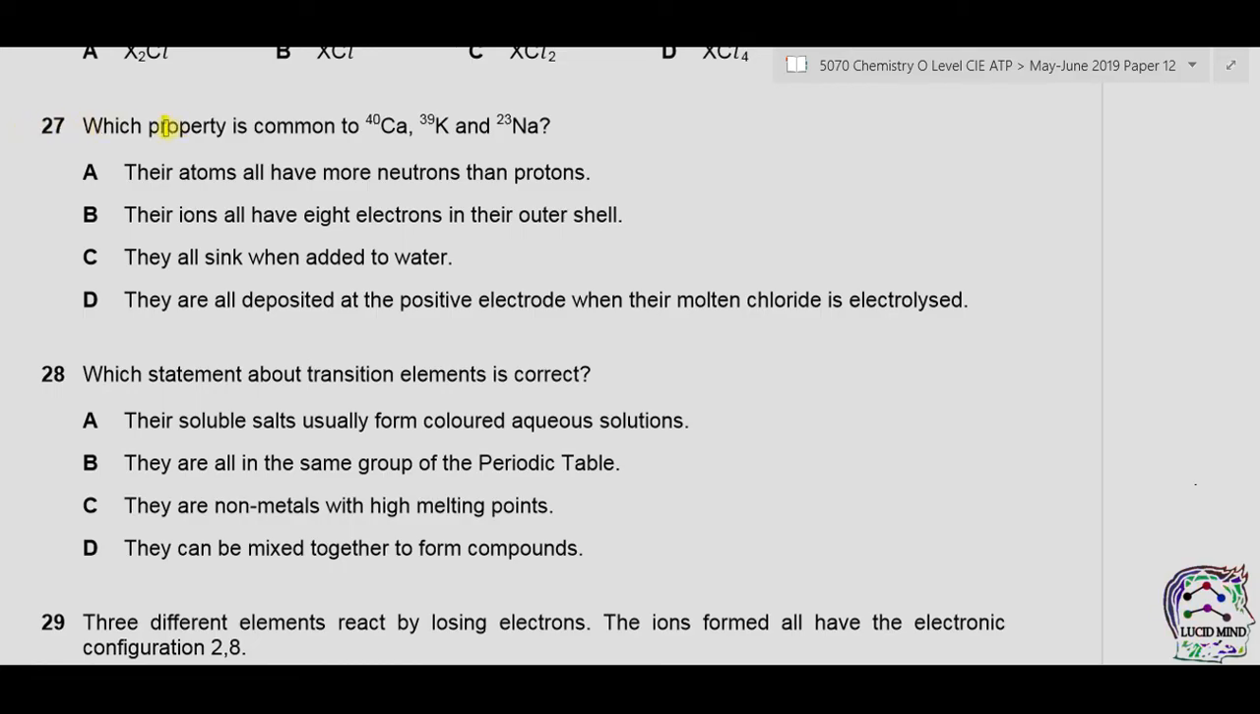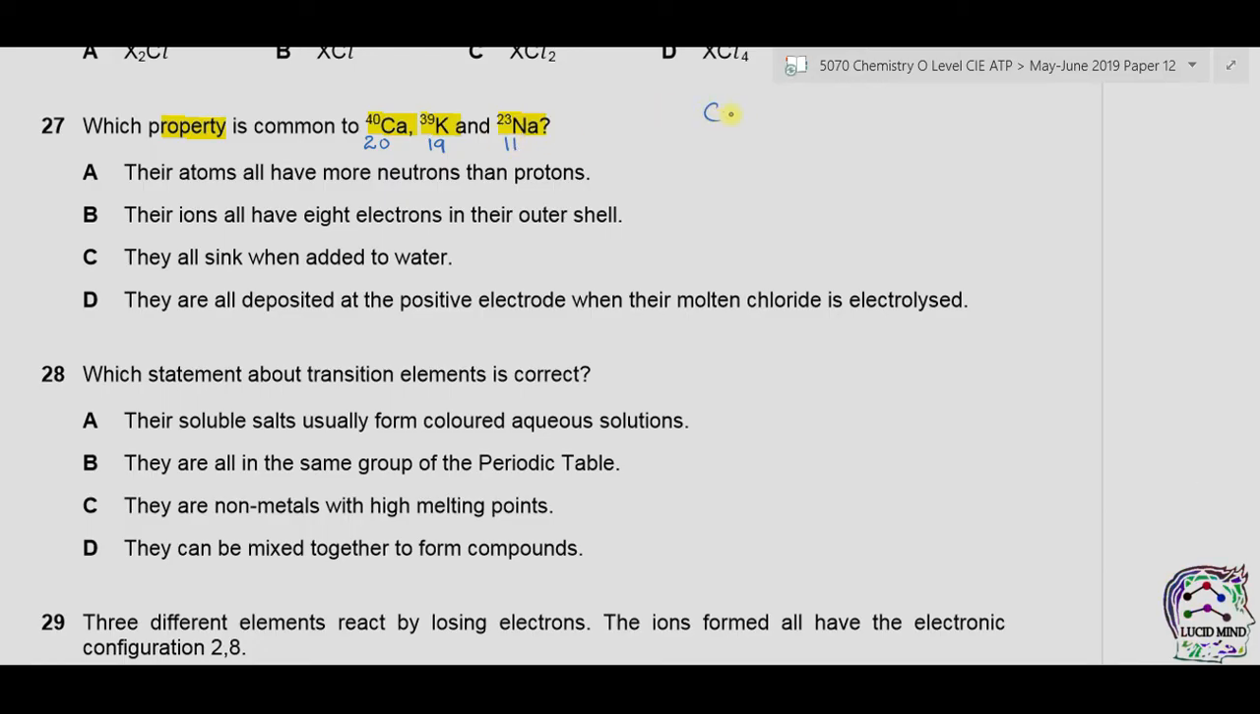Question 27. Which property is common to calcium 40, potassium 39 and sodium 23? A. Their atoms all have more neutrons than protons. Let's find out the number of protons from the periodic table. Atomic number of calcium is 20. For potassium it is 19 and for sodium it is 11.